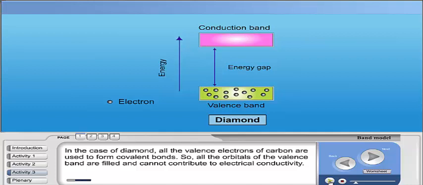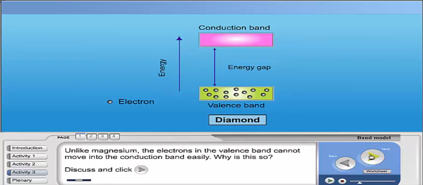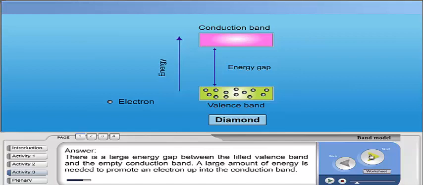In the case of diamond, all the valence electrons of carbon are used to form covalent bonds. So, all the orbitals of the valence band are filled and cannot contribute to electrical conductivity. Unlike magnesium, the electrons in the valence band cannot move into the conduction band easily. Why is this so? Discuss and click Next. Answer. There is a large energy gap between the filled valence band and the empty conduction band. A large amount of energy is needed to promote an electron up into the conduction band.